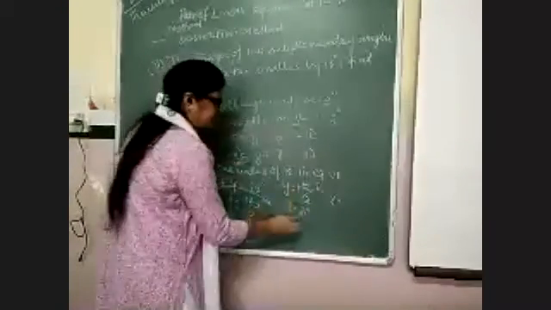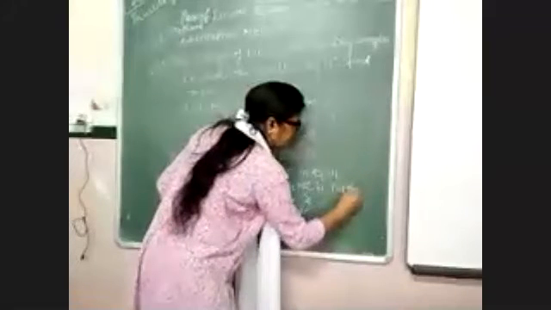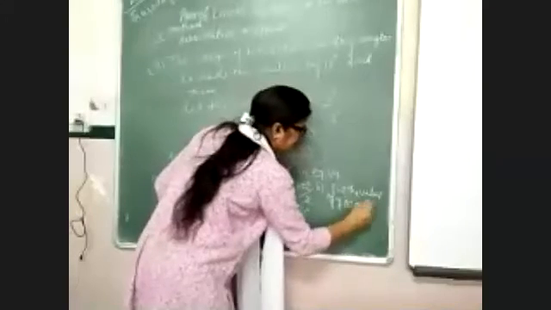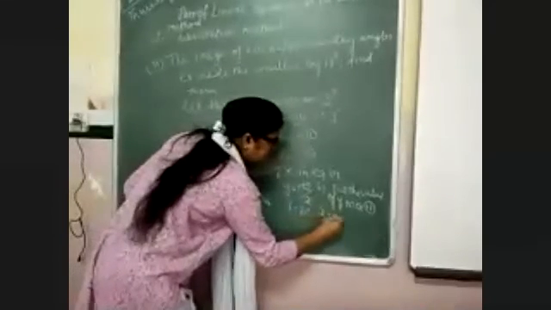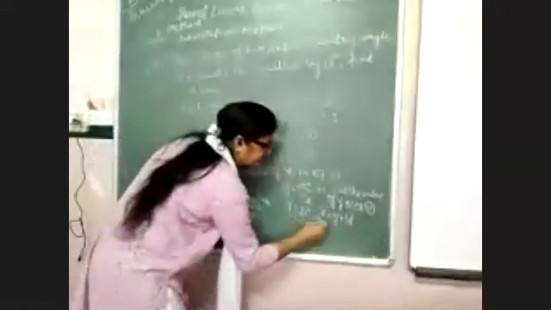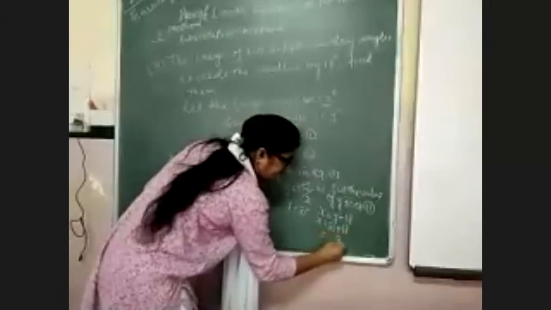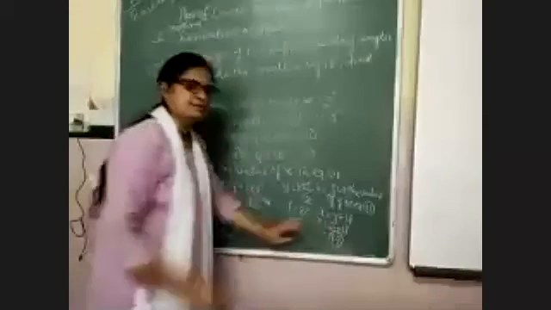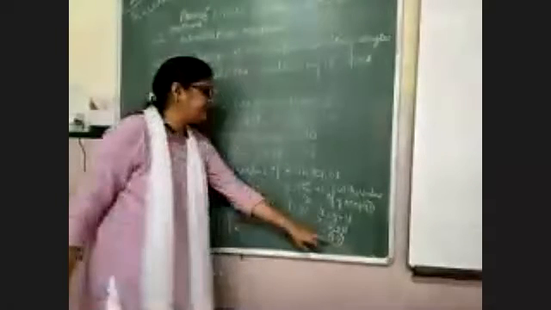Now the value of x: put the value of y in equation 2. This is your second equation, x equal to y plus 18. Now the value of y is 81. 81 plus 18 is equal to 99. So these are the supplementary angles whose sum is 180 degree.